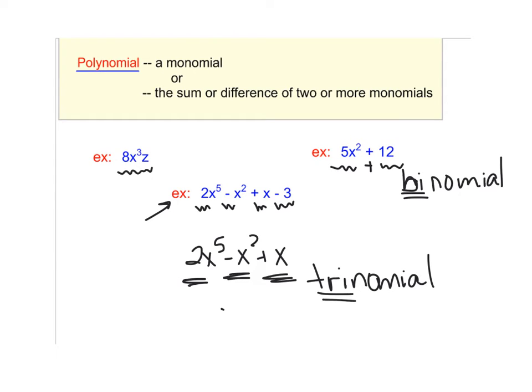Tricycles have 3 wheels, trinomials have 3 terms, binomials have 2 terms, like bicycles have 2 wheels.